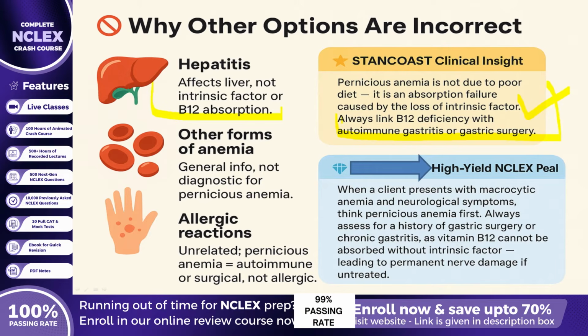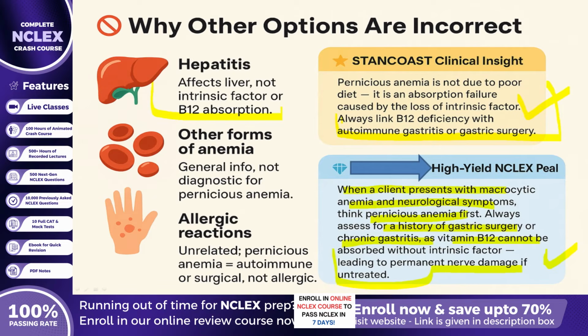Moving forward to our Stan Coast high-yield NCLEX Pearl. When you encounter a question describing macrocytic anemia, accompanied by neurological symptoms, think of pernicious anemia first. Always ask about a history of gastric surgeries or chronic gastritis, because without intrinsic factor, vitamin B12 absorption cannot occur, leading to potentially irreversible neurologic damage if not treated promptly. Let us smoothly transition into this insightful question that evaluates your understanding of professional nursing documentation and its boundaries.